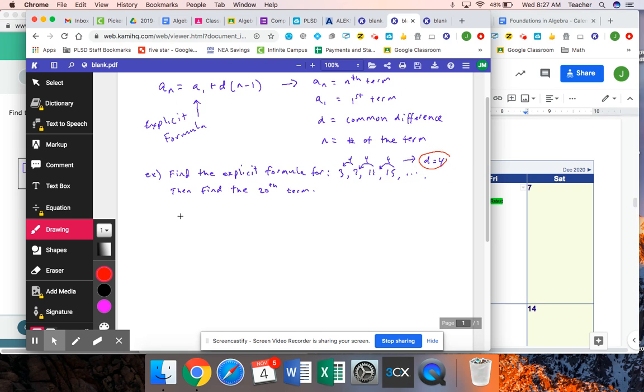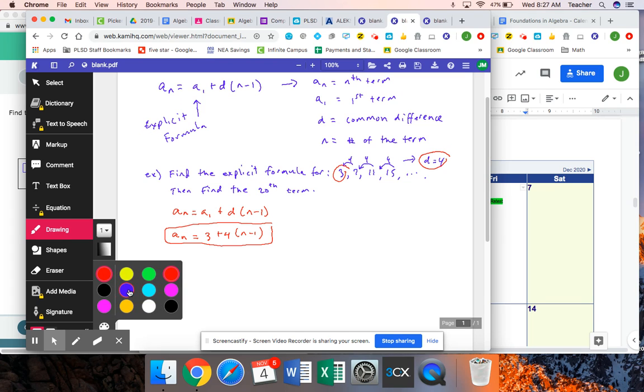So this is arithmetic. That means I can try to fill in my formula, right? This is the general explicit formula. If I wanted to find any term, I would need the first term. Well, what's the first term? 3. So I would find 3 plus D. We said D is 4 times n minus 1. Done. That's all I need to do. If I wanted to find the explicit formula for the nth term, all I really need is the first term and the common difference. That's all I really need.